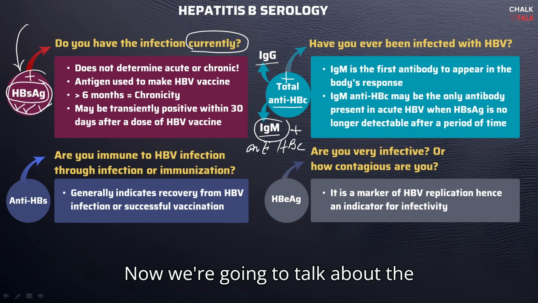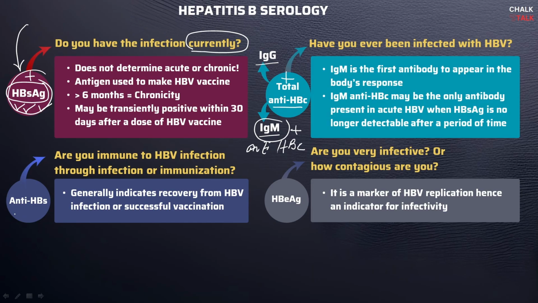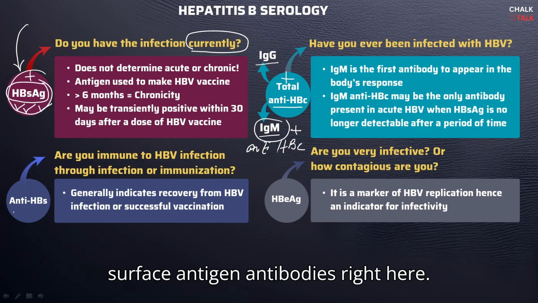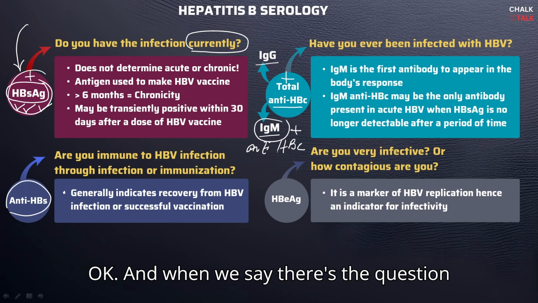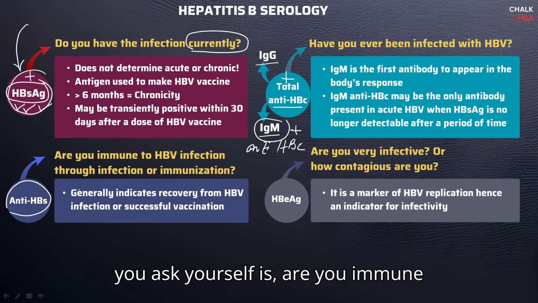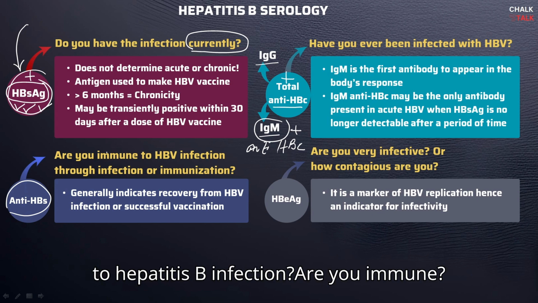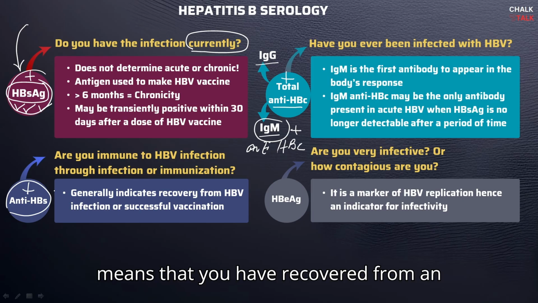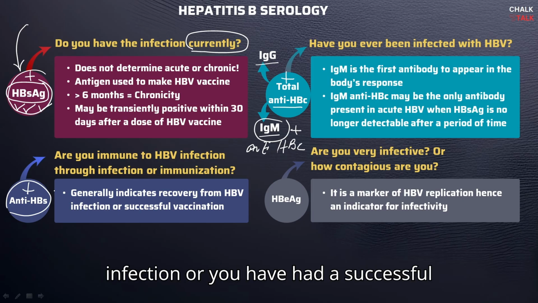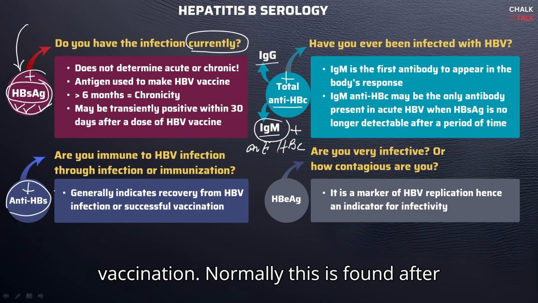Now we're going to talk about the surface antigen antibodies right here. Okay, and when we say this, the question you ask yourself is, are you immune to hepatitis B infection? Are you immune? If that is positive, then it generally means that you have recovered from an infection or you have had a successful vaccination.